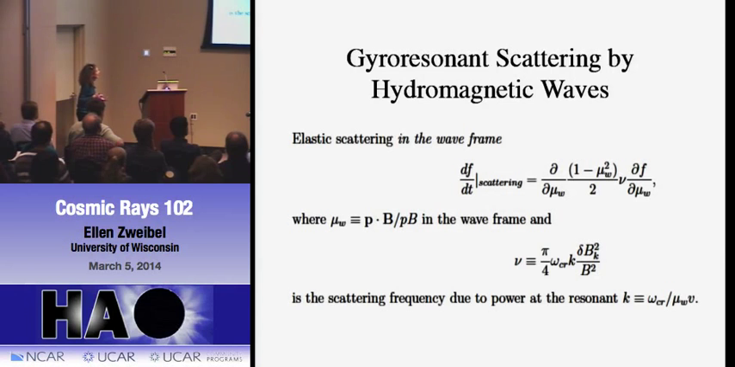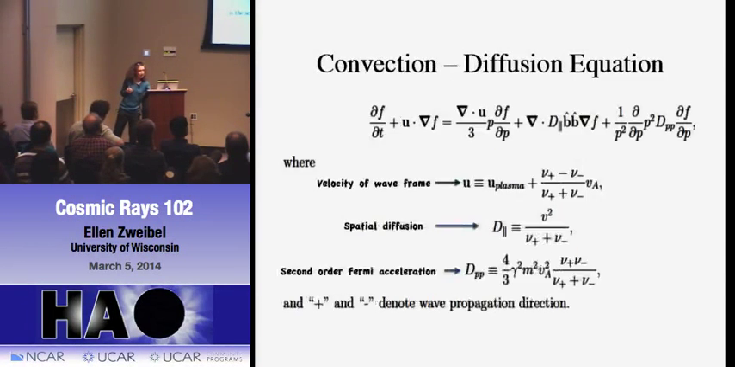The scattering is elastic. So we have this scattering, and in the limit that scattering is very frequent compared to other things, we can derive this convection diffusion equation, which looks long, is long, but we take it apart term by term. So this says that the distribution function is advected at the speed u, and u is the sum of the background plasma velocity plus a weighted mean of the Alfvén speed. The magnetic fluctuations travel at the Alfvén speed. Nu plus refers to waves traveling in the direction of the fluid. Nu minus is counterpropagating. So you can see that if you have equally balanced fluctuations, the same in both directions, this velocity is zero. Otherwise, it can be positive or negative.